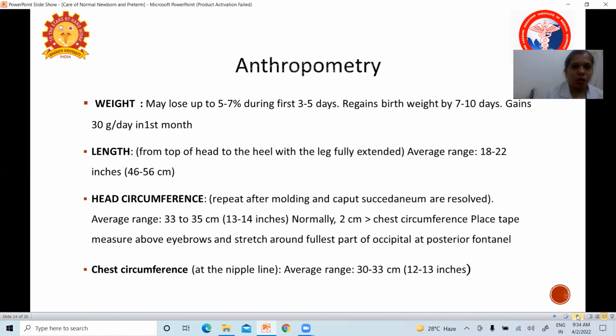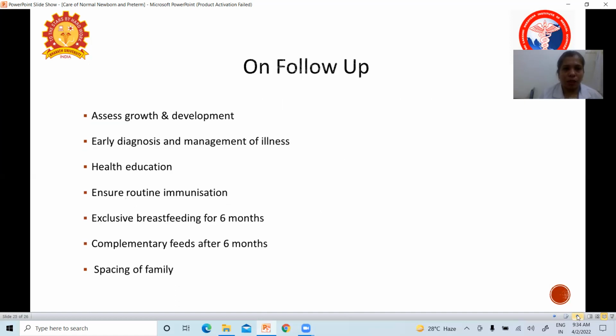So these are the components of anthropometry which should be checked at birth and at the follow-up, especially the weight, to check whether the baby is having good weight gain, proper feeding, and whether other things are going well or not.